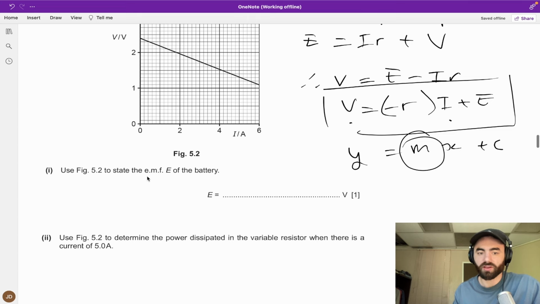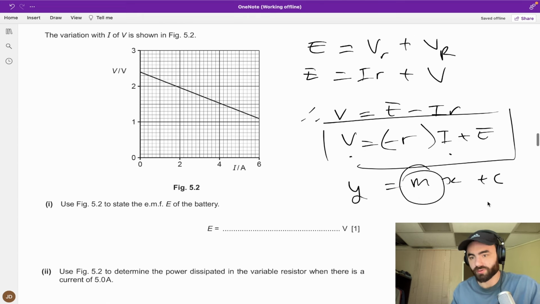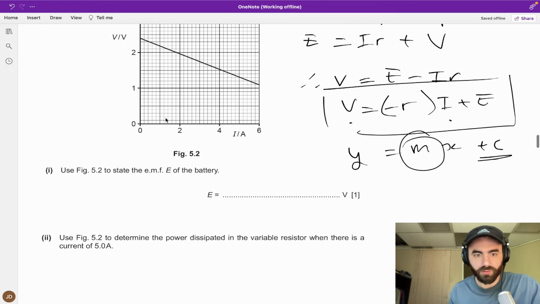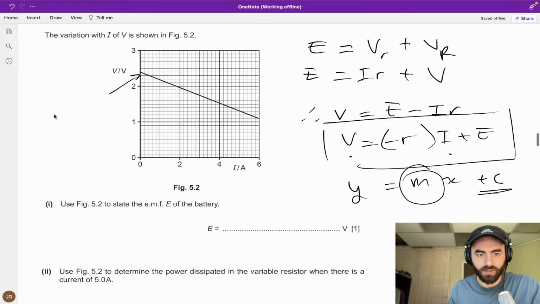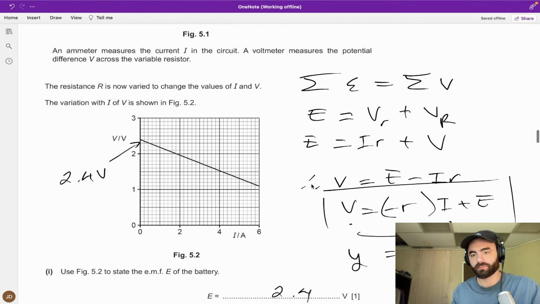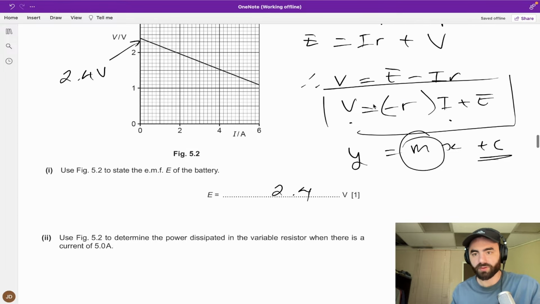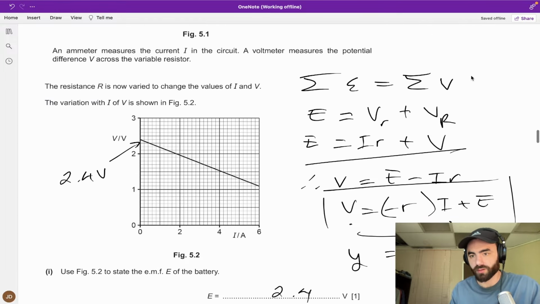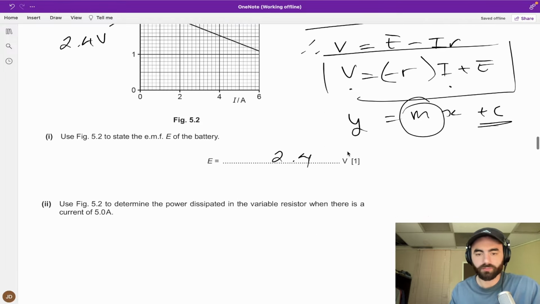Okay, so use this figure to state the EMF E. Well, using this, which I just said, this is plus c. So where it intersects the y-axis, and the y-axis is V, the EMF will be whatever this point is. This point here is E, which is 2.4 volts. This is an important equation, but it can be derived from Kirchhoff's second law.